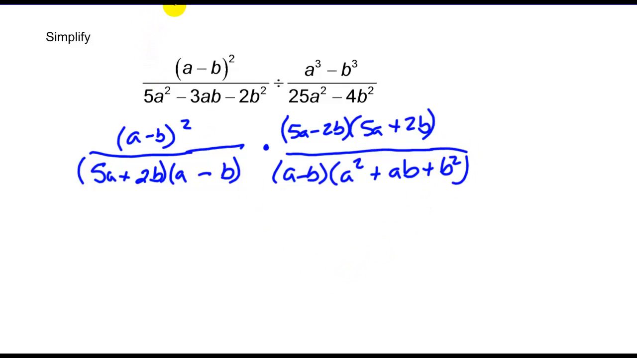And now I look for my common factors. I have 2a minus b here, or 2 of these a minus b's, and I have 1, 2 down here, so I'm going to reduce all that. I have a 5a plus 2b and a 5a plus 2b, leaving me in the end with this 5a minus 2b over a squared plus ab plus b squared.